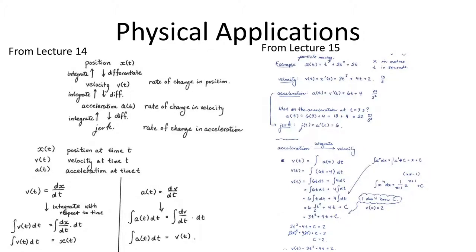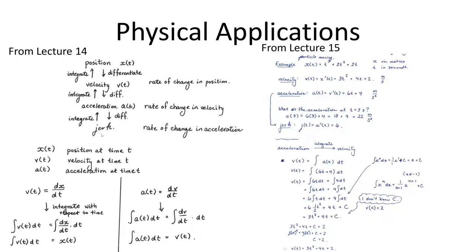With the applications of the derivative, we did physical applications. Again, this was from lecture 14: the rate of change of position, if we differentiate, we drop down here, that's the velocity. If we differentiate that, that's the rate of change in velocity, and that's the acceleration. And if we differentiate the acceleration, the rate of change in the acceleration, that's called the jerk.